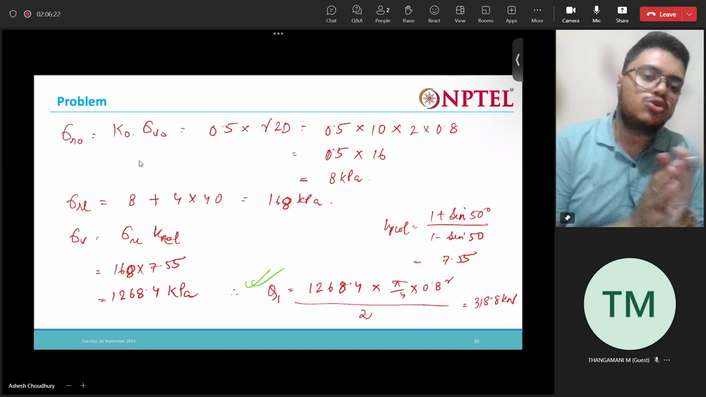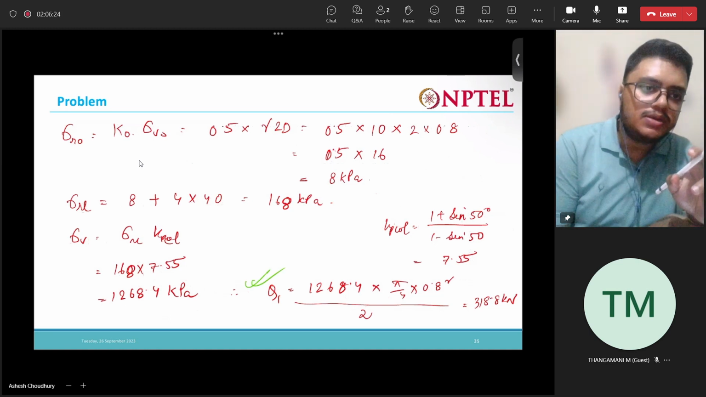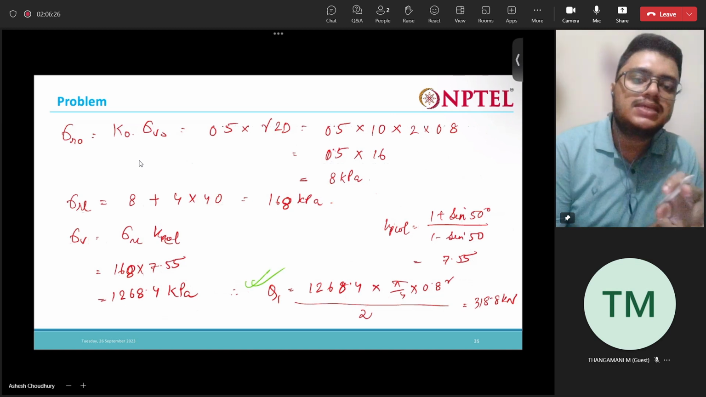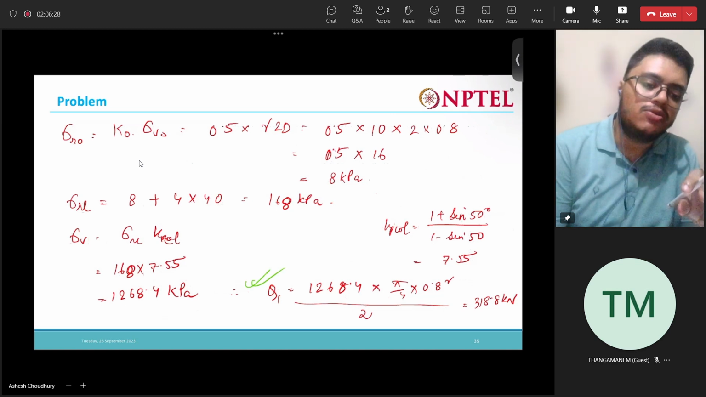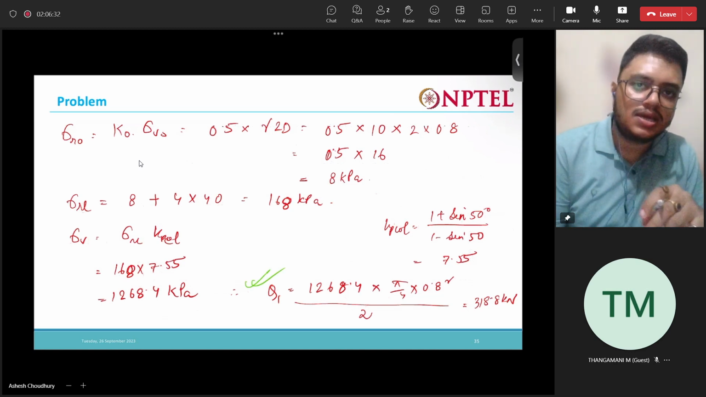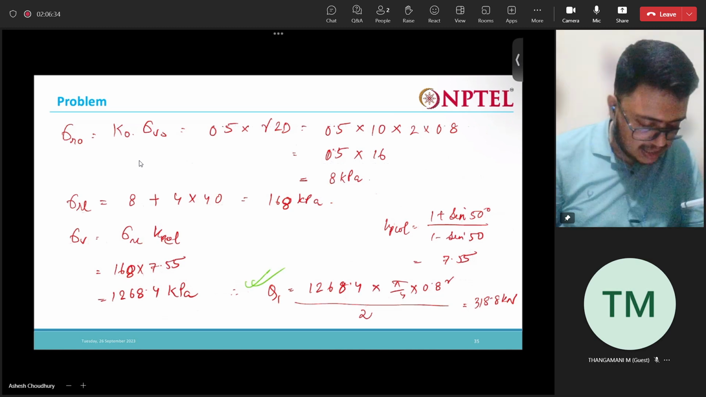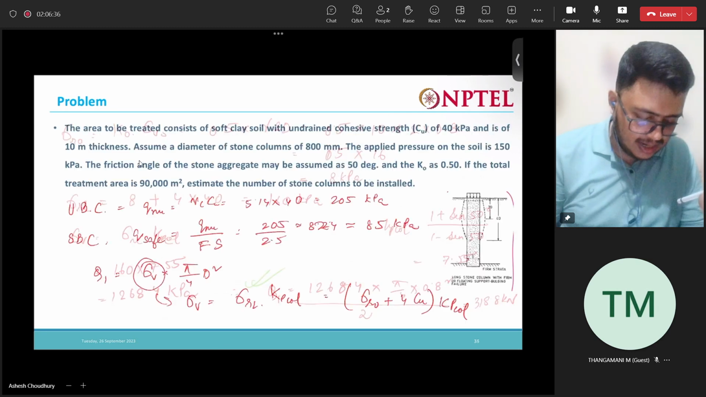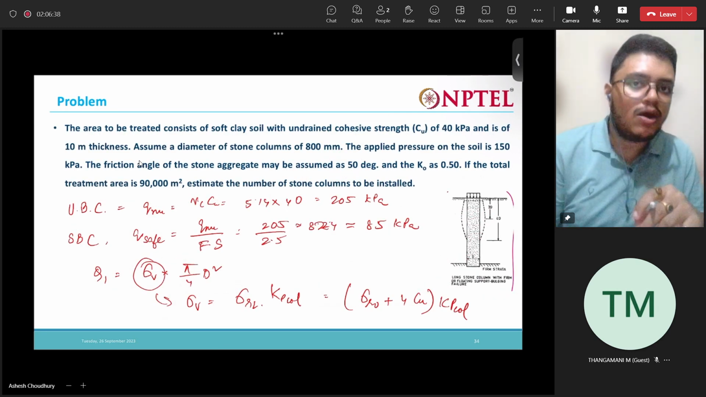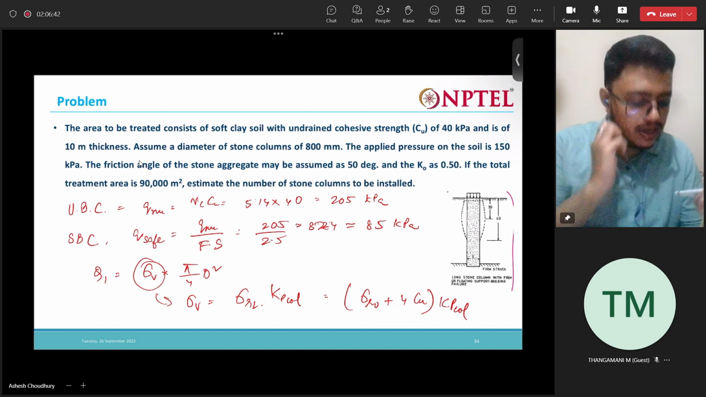Say now you have a soil of some C value, 40, and say it has some phi value also, say 20 degree, with it. Then what will happen? Then this sigma RL, this phi RL will change again. So how that will change, that I already gave you.